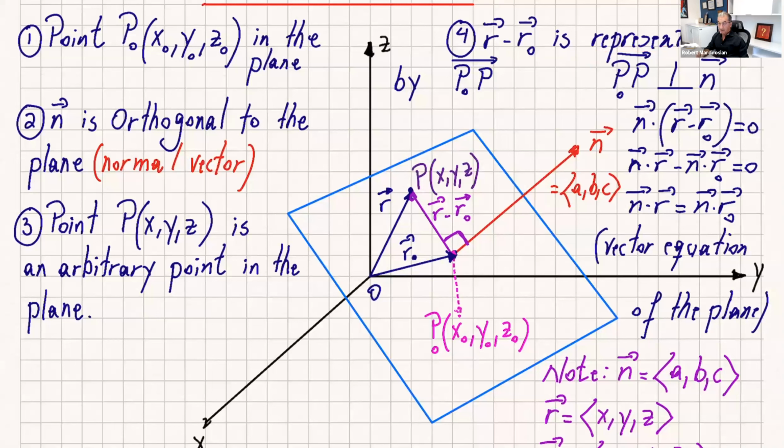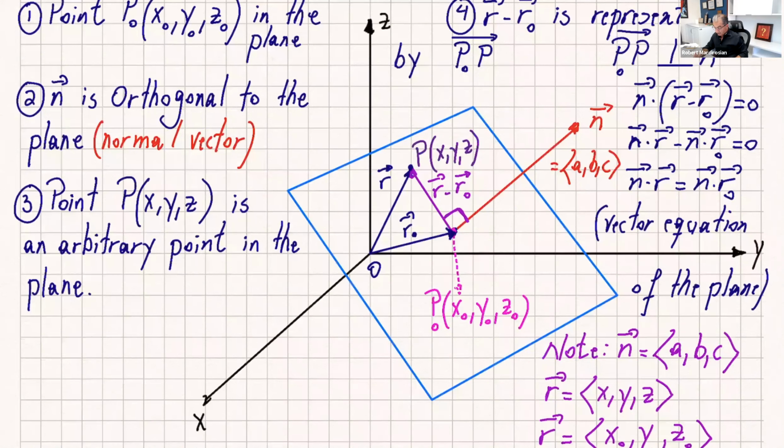Again, watch the dot product. If two vectors are perpendicular to each other, the dot product of these two vectors is going to be 0. So if I write n dot r minus r naught, you should get 0. Or you can distribute n: n dot r minus n dot r0 equals 0. So you can write n dot r equals n dot r0. So this is the vector equation of the plane.